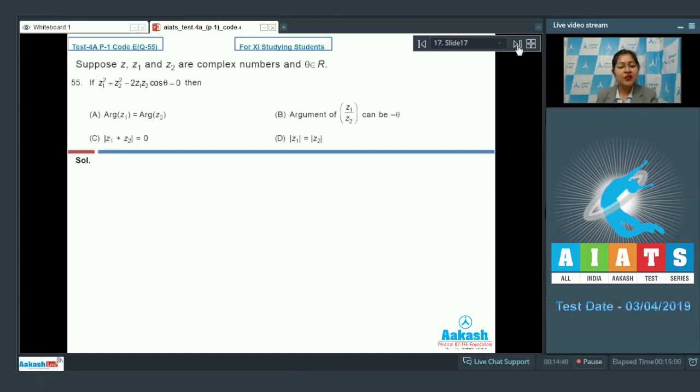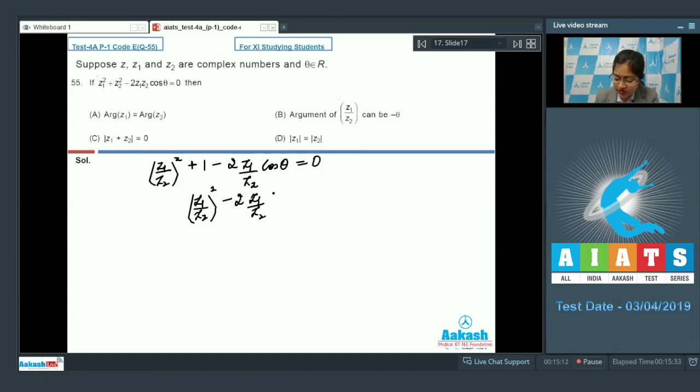Next is question number 55, which says that if Z1² plus Z2² minus 2 Z1 Z2 cos theta is equal to 0, then we have to answer the following options. Let us divide the given equation by Z2². So we'll get (Z1 upon Z2)² plus 1 minus 2 times (Z1 upon Z2) cos theta is equal to 0. Now here it can be rewritten as (Z1 upon Z2) whole square minus 2 times (Z1 upon Z2) cos theta plus 1 equal to 0.